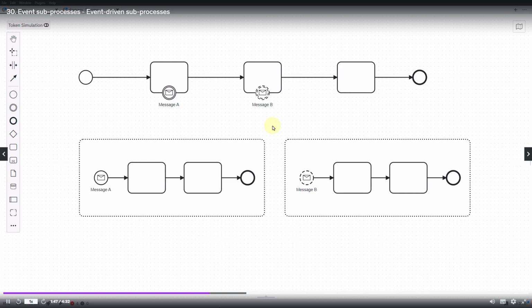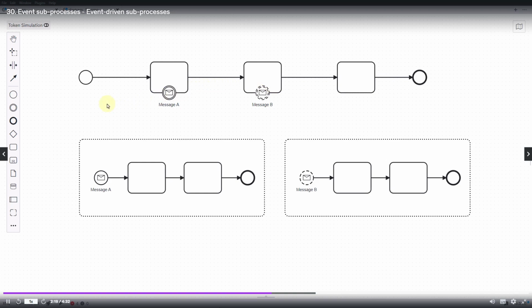Let's take a look at this example. The token runs from the start event into our process. While this activity is being executed, a message event occurs. We can see from the double solid line that this is an interrupting event, and it has the name message A. On our next task, we also see a boundary event, but with the name message B and the dashed double line as a non-interrupting event.